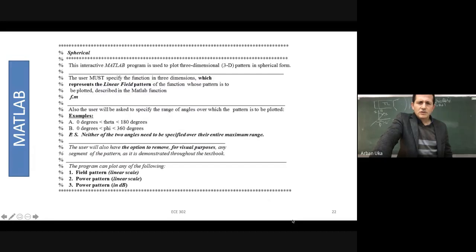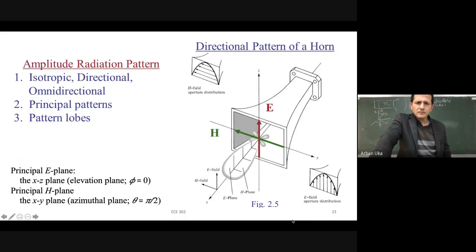So here there is also some description of how to run the codes, which will be shared in the Google Classroom material. And now let's talk about the other parameters of an antenna, in this case the amplitude radiation pattern. The radiation pattern can be isotropic, directional, or omnidirectional. We're going to talk also about the principal patterns and the pattern lobes.